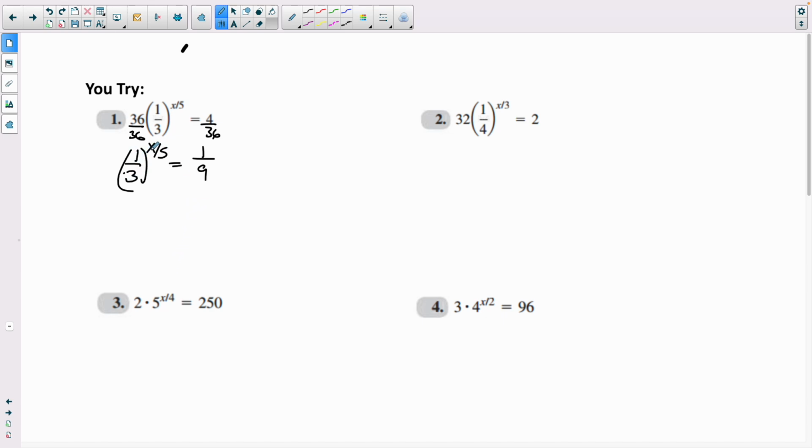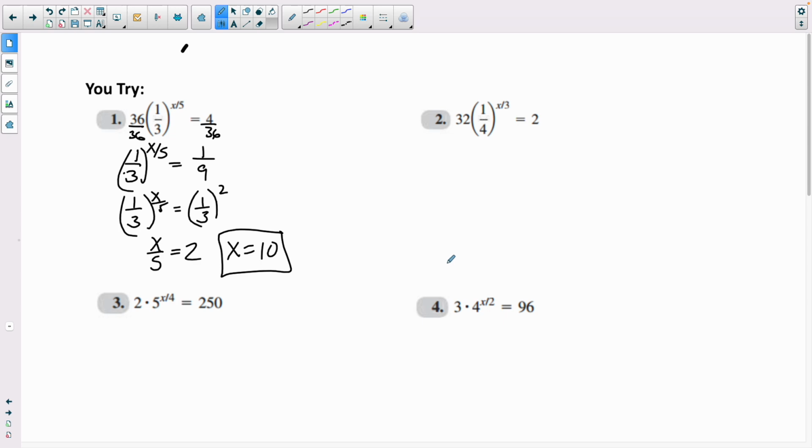Now if I look at these, 1 over 9 is the same as (1/3) squared. So I'm going to have (1/3) to the x over 5 power is (1/3) squared. And so this means x over 5 is equal to 2. So x equals 10.